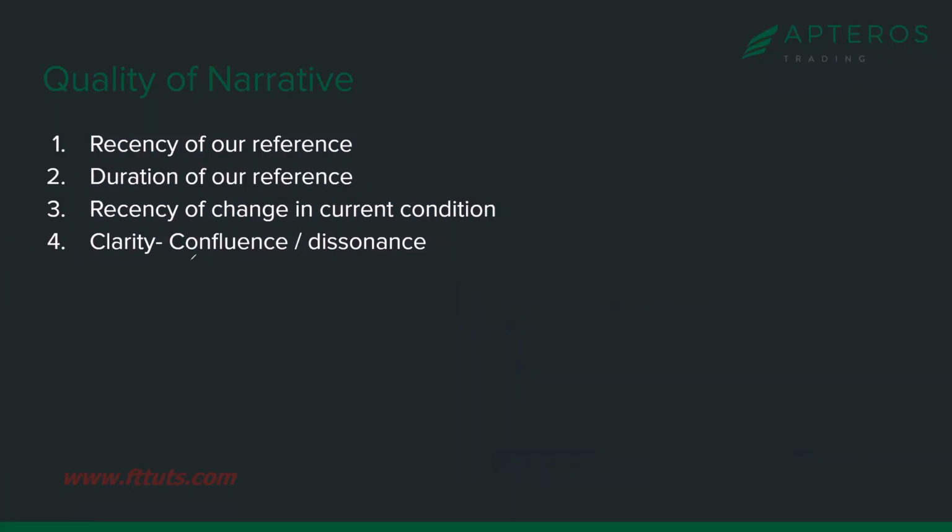And then clarity with confluence and dissonance. It's not going to be as big of a deal right now, but we'll talk more about that. Do you have multiple factors contributing to this being a really strong area to trade from? Or do you have dissonance where some things say you should be bullish, other things say you should be bearish? We have less clarity, more dissonance. So those 4 things is how you come up with how good your trade idea is.